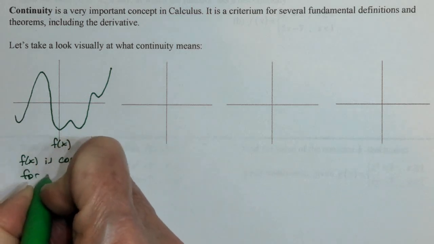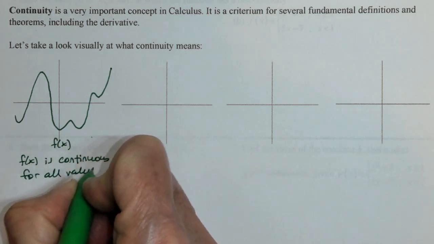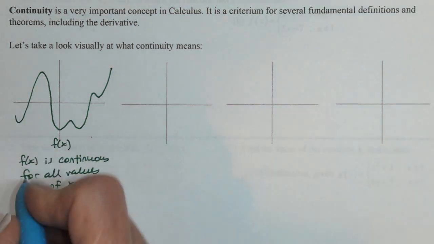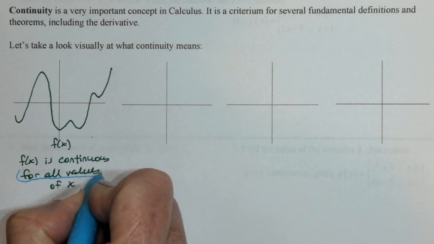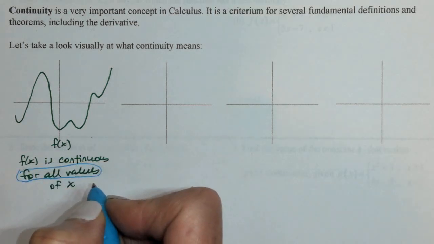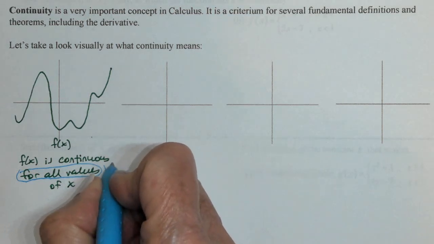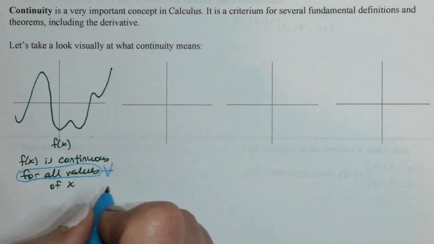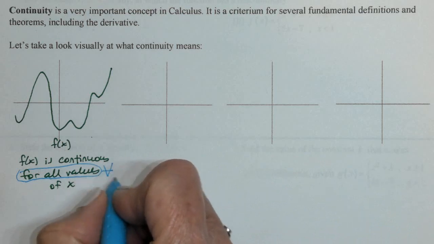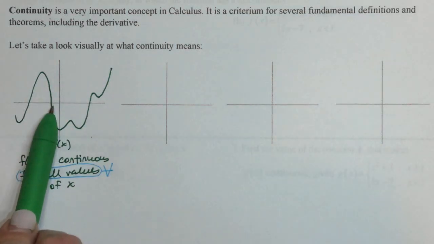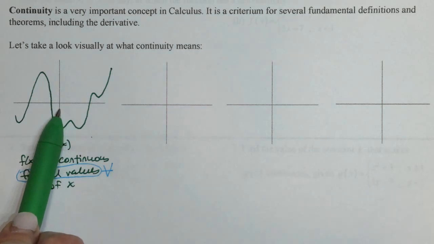for all values of x. This "for all values" expression we use quite a bit, so we have a symbol for that: for all, for every, for each. That is the upside-down capital V with a bar through it. So this function is continuous for all values of x.